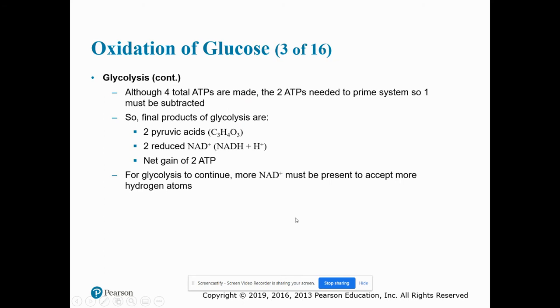So although 4 ATP are made, I showed you those 2 in the beginning that are needed to prime the system. So they need to be subtracted. The final products of glycolysis are 2 pyruvic acids, 2 reduced NADH+, and a net gain of 2 ATP.